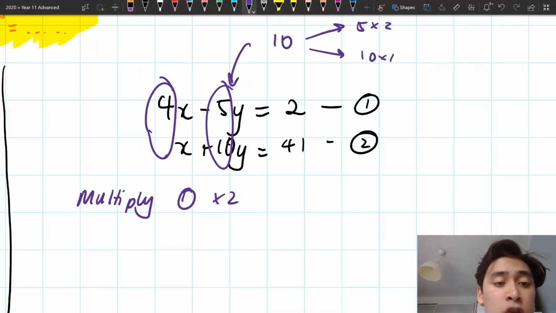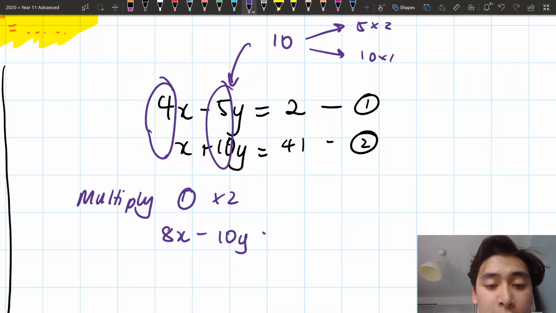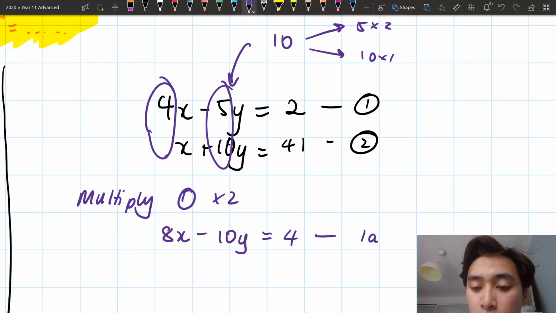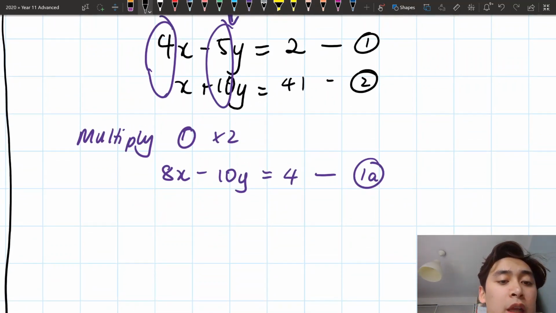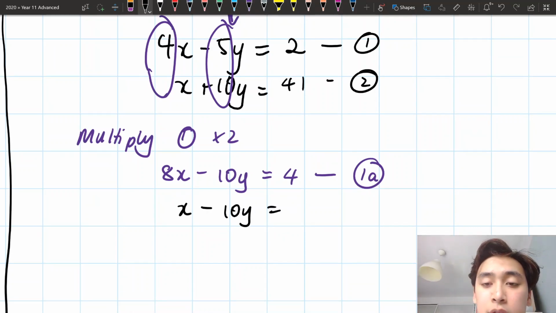It's actually going to be 2 times 4x, which is 8x minus 10y is equal to 4. And I'm going to call this 1a. That's equation 1a. Now, when I'm doing the elimination method, I'm going to write the second equation down here just to show you guys. 41, this is equation 2.